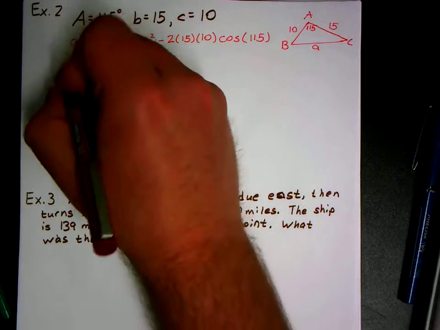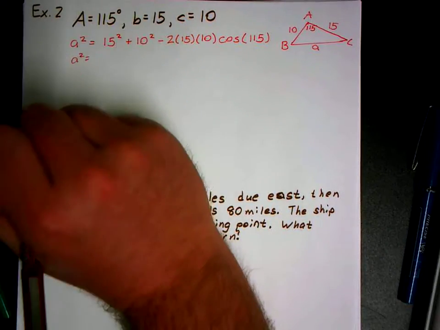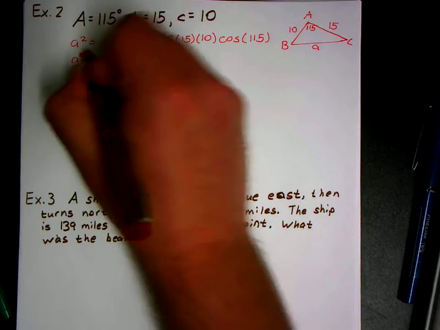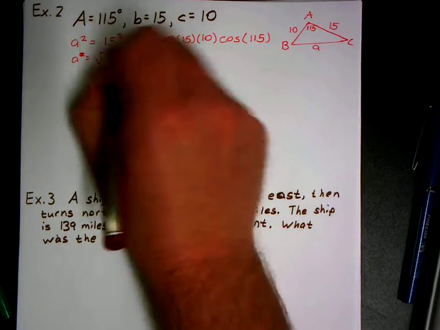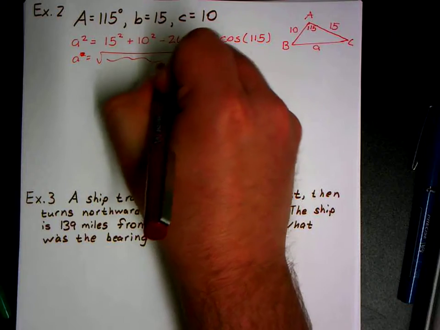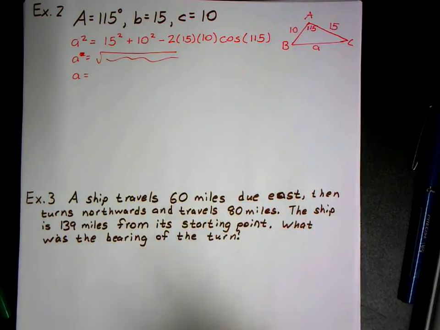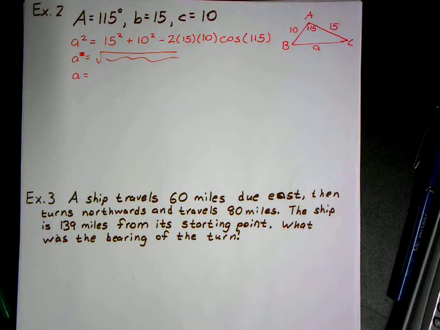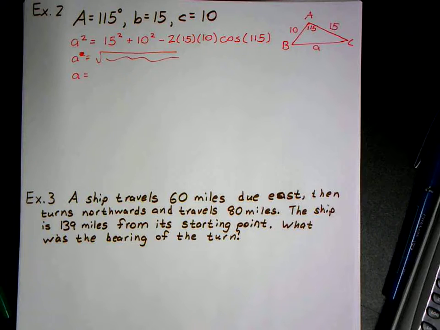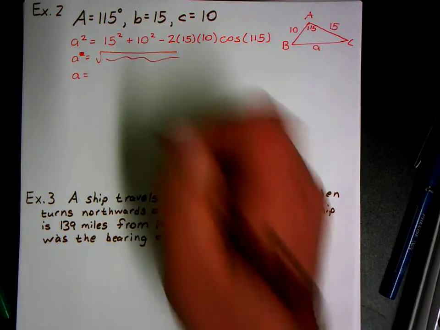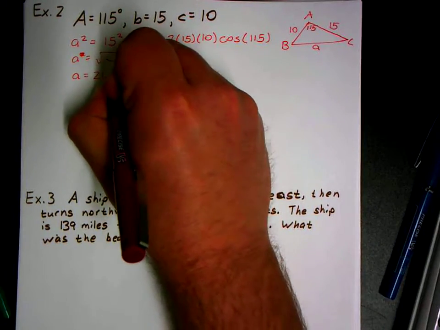Now with this one, I can just put all that into my calculator. I can do square root of 15 squared plus 10 squared minus 2 times 15 times 10 times cosine of 115. Yep, 21.26.